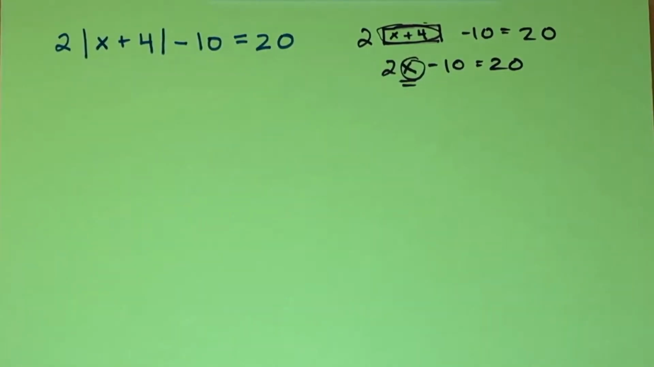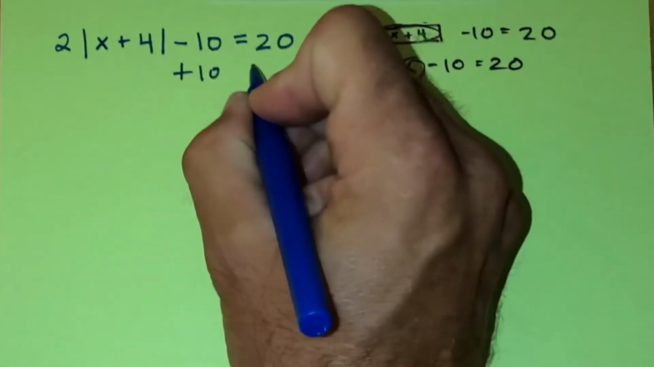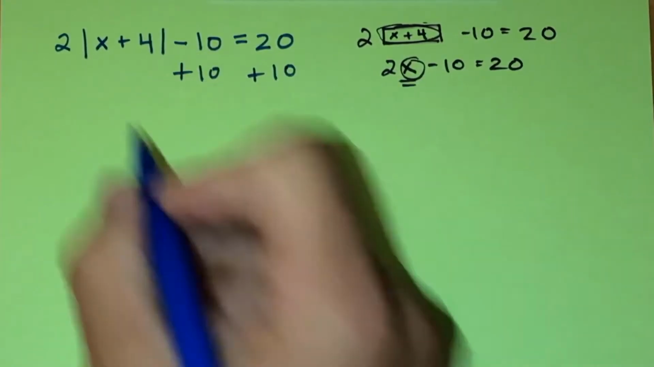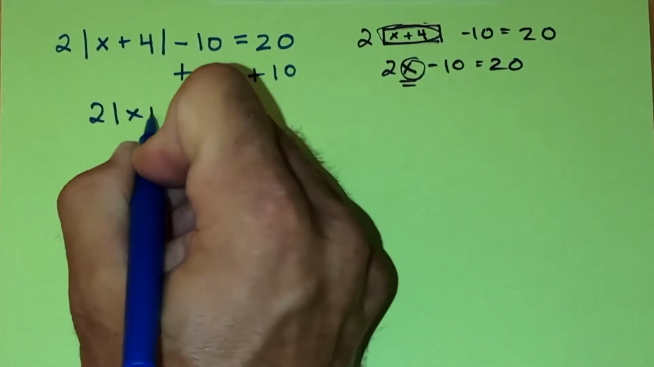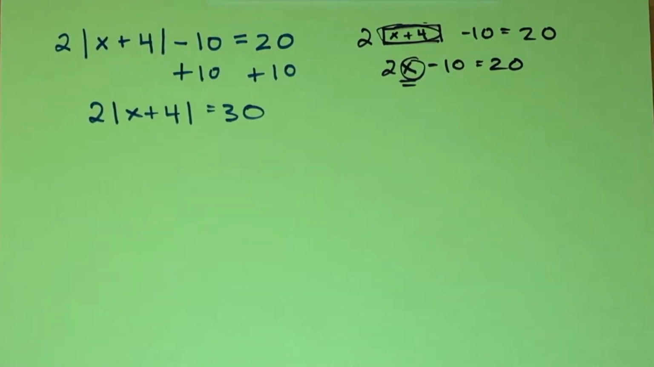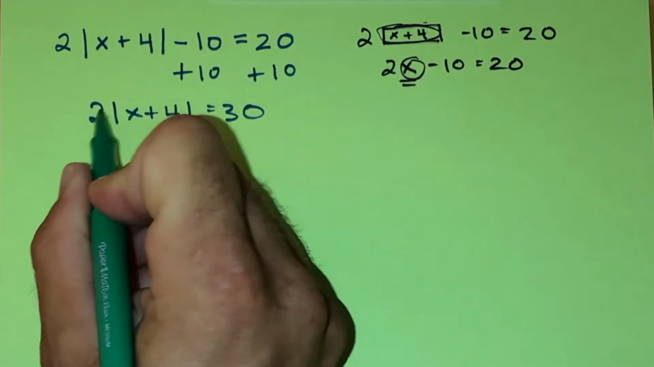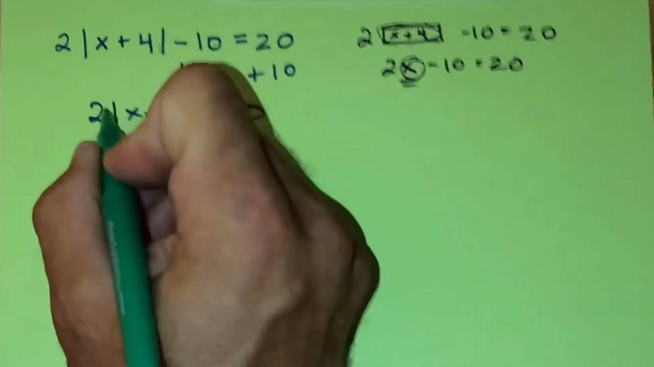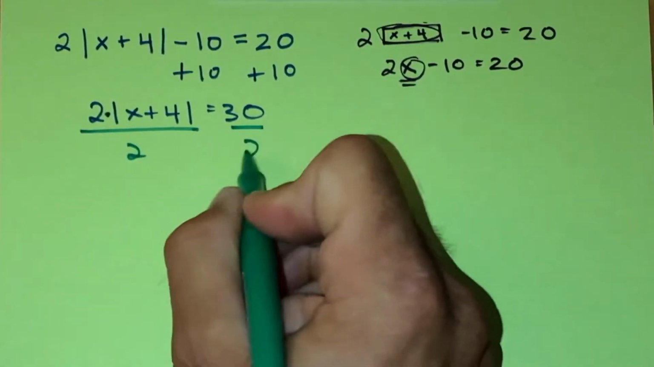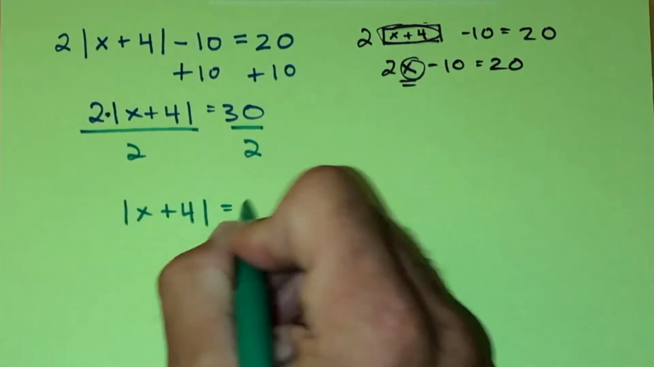So in order to do that, just like regular algebra solving for a letter, you want to add the 10 to both sides and get 2 times the absolute value of x plus 4 is equal to 30. And then, if this number is next to a parentheses or absolute value, basically you're saying that's multiplication. So we're going to divide both sides by 2. And then we get the absolute value of x plus 4 is equal to 15.